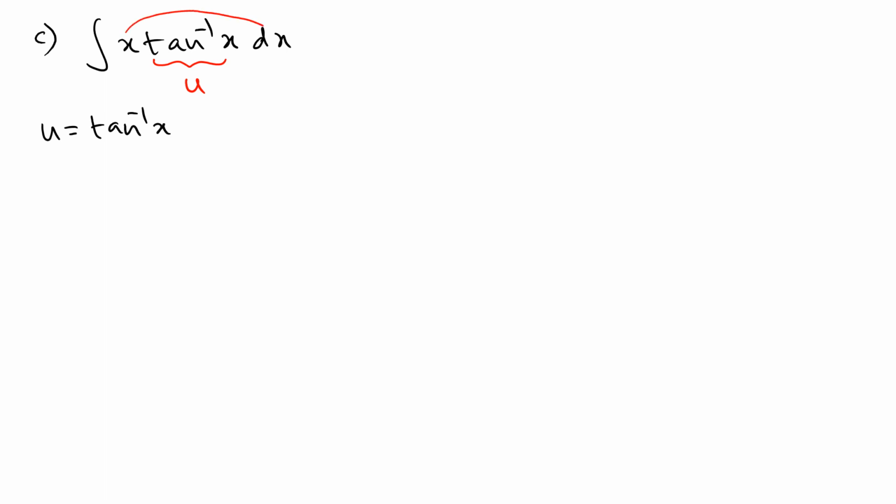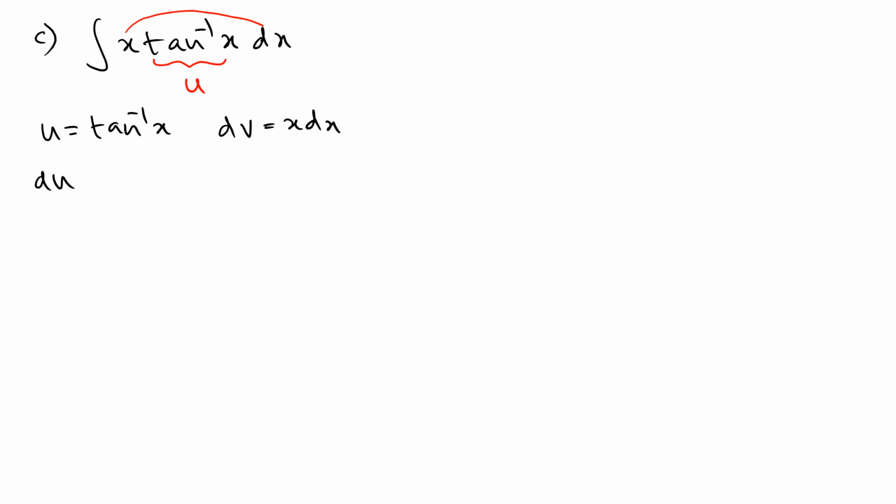So the next one is the inverse tan. So x tan inverse x, or the arctan x dx. And according to the rule, we know that we have to pick this one as u. So let's do that. So that means u equals tan inverse x, and everything else, this part we're going to pick as dv. So dv equals x dx.